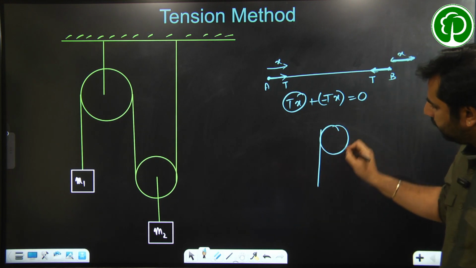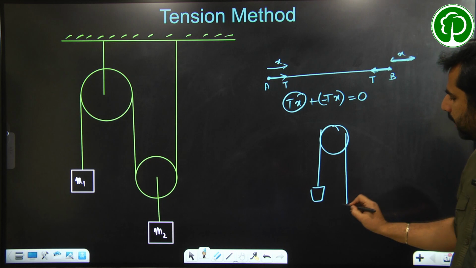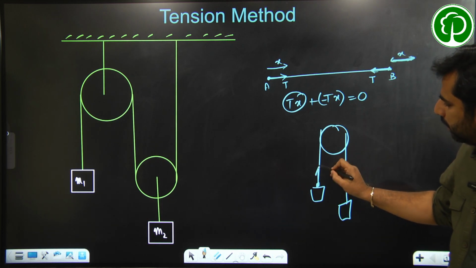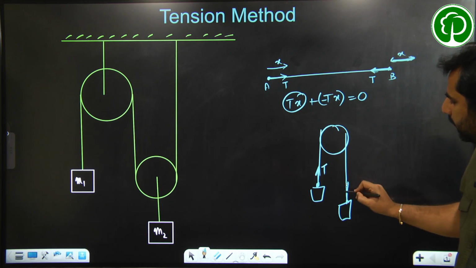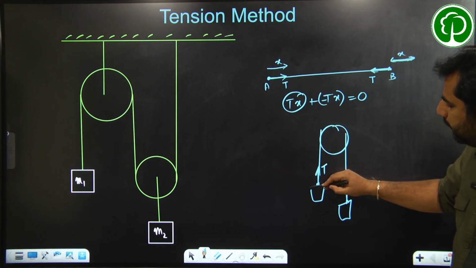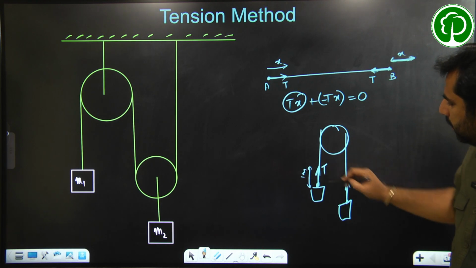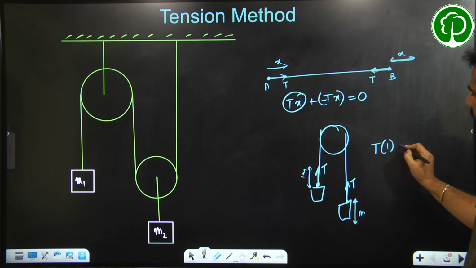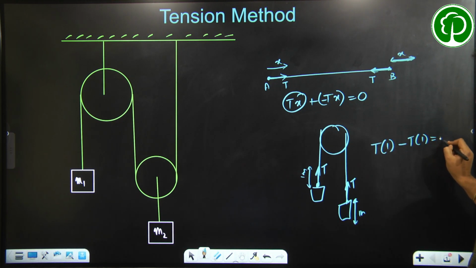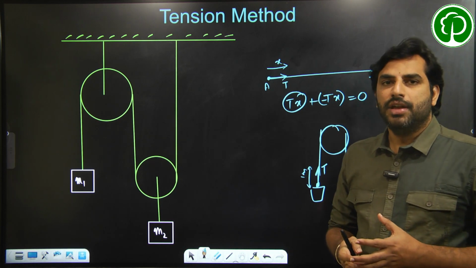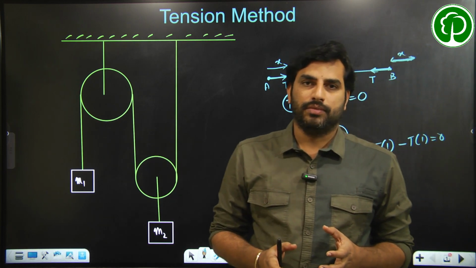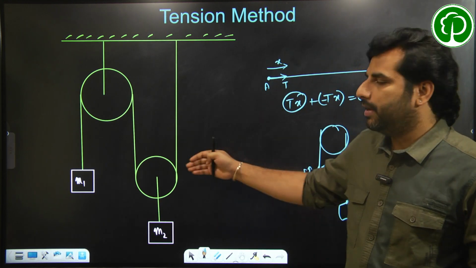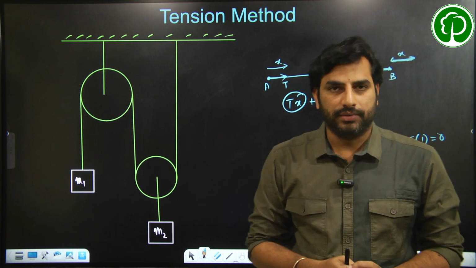So even if the string is passing over a pulley, consider a simple pulley. This end of the string has a tension T and the other end has a tension T upwards. If the displacement of the block is 1 meter up, the displacement of this end would be 1 meter down. So work done by tension is T into 1 minus T into 1, so this is 0. So the idea is the total work done by tension at the two ends is 0. The same thing we are going to apply in this particular method.